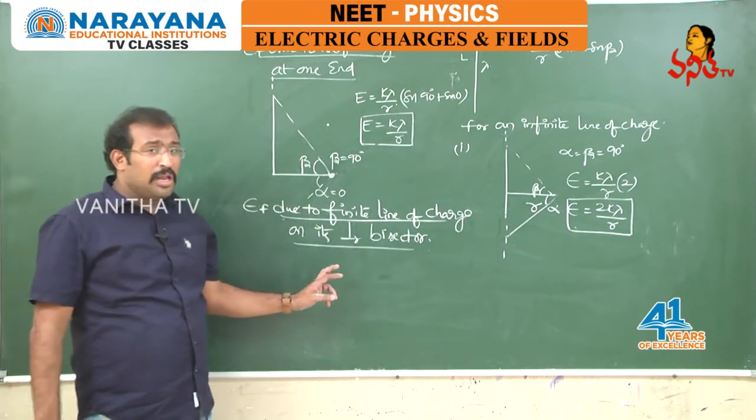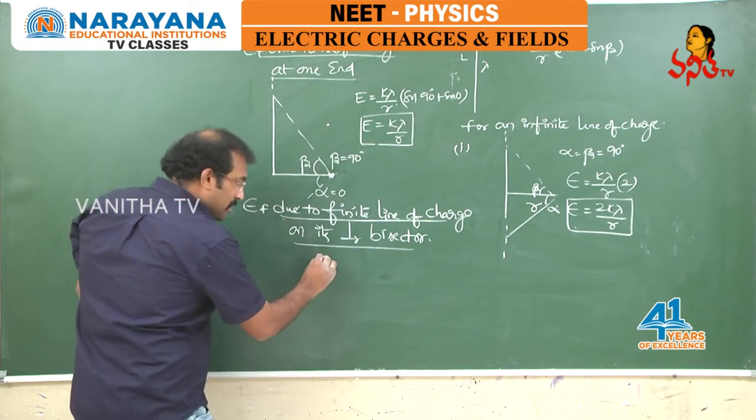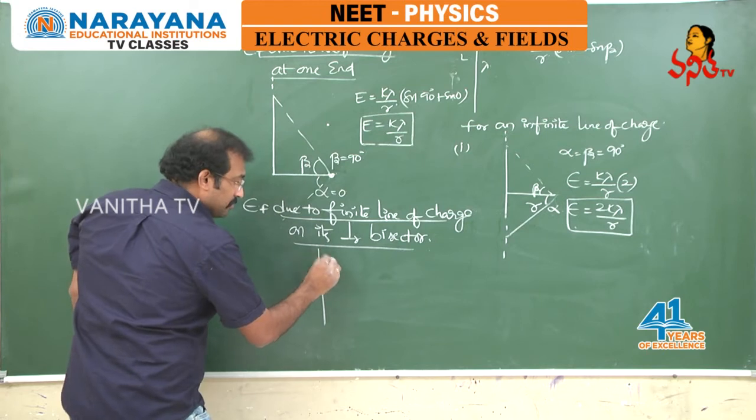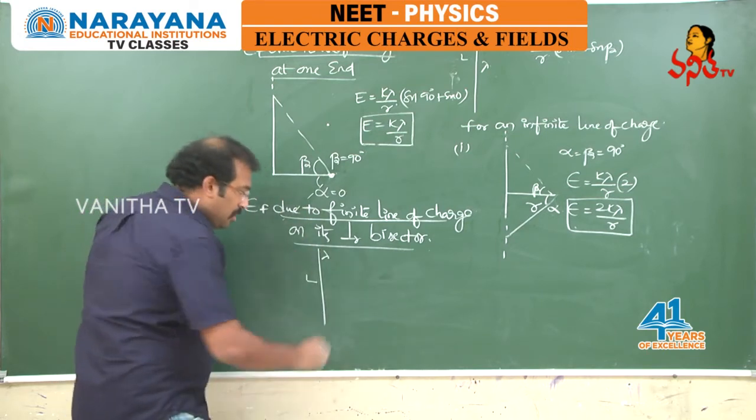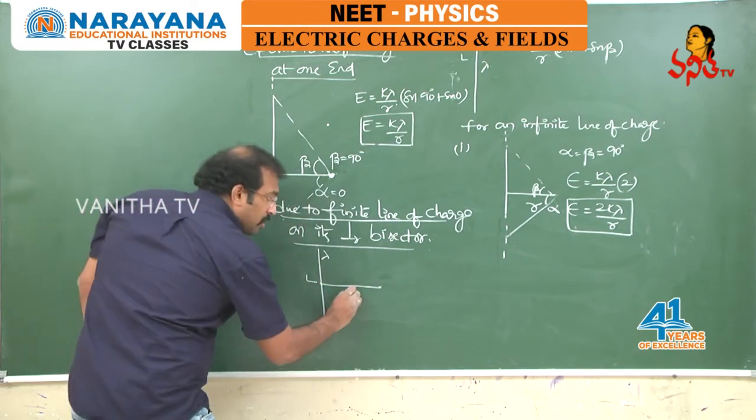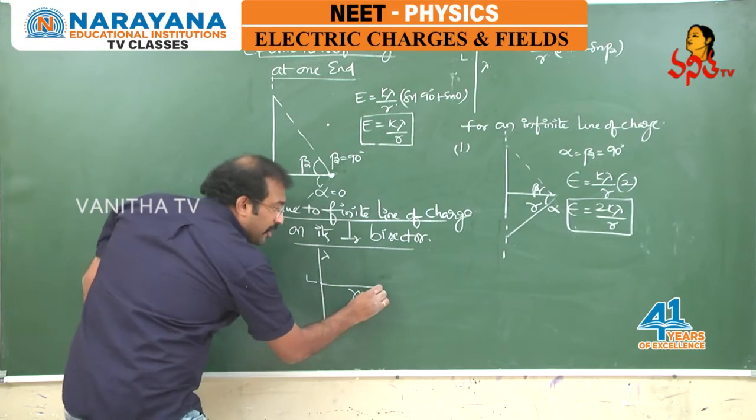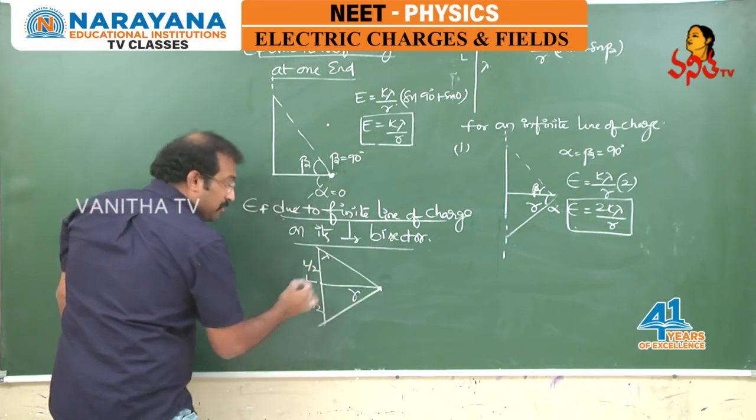Electric field due to a line of charge on its perpendicular bisector. Consider a line of charge of length L, of charge density lambda. Now exactly at the perpendicular distance r, I want to find out the field here. This becomes L by 2 and this becomes L by 2 and this is r.